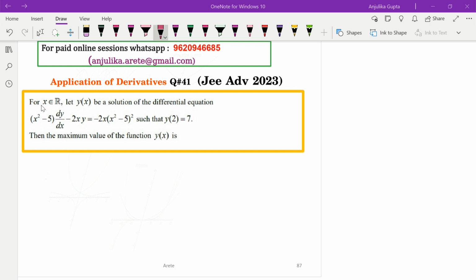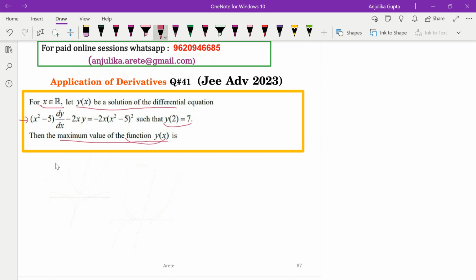Given x is a real number, y(x) is the solution to this differential equation. One condition is given to you, and what are they asking you? The maximum value of this function. So what do we do? First find out the function. Later we can find the maximum value by finding critical points and so on.